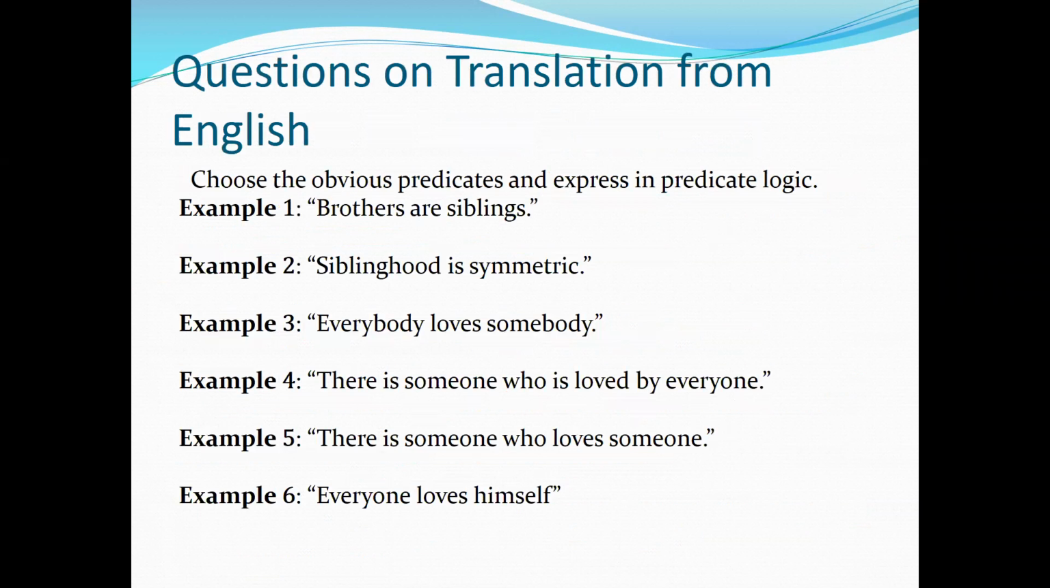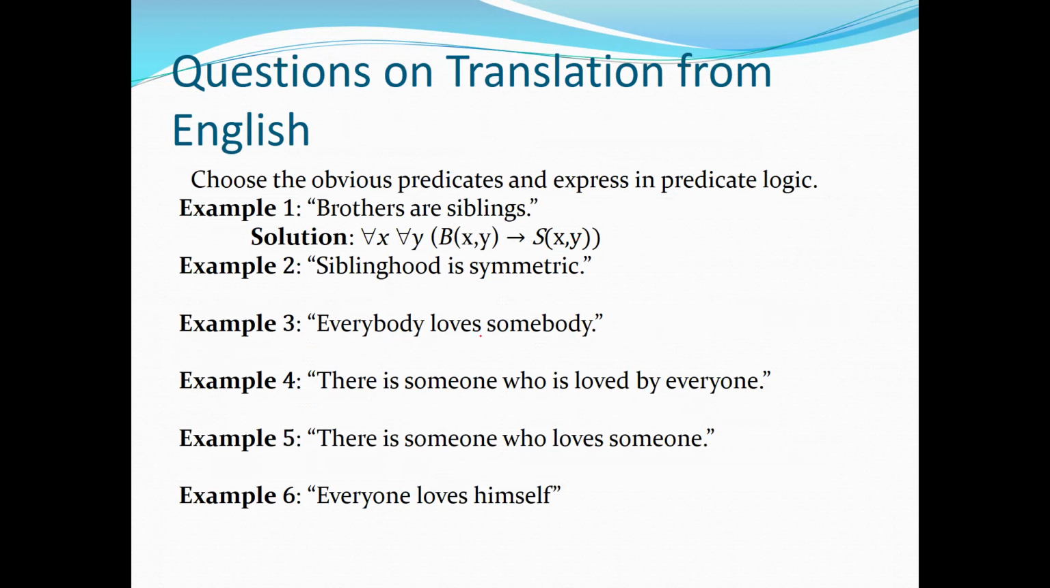Some questions on translation from English once again. Choose the obvious predicate and express in predicate logic. Brothers are siblings. What quantifier should we choose? Obviously, for all x and for all y, B of x comma y, brother of x comma y, implies S of x comma y, siblings. If x and y are two brothers, this is true. x and y are humans, all the boys in the world. So if B of x comma y is true, that means they are siblings.